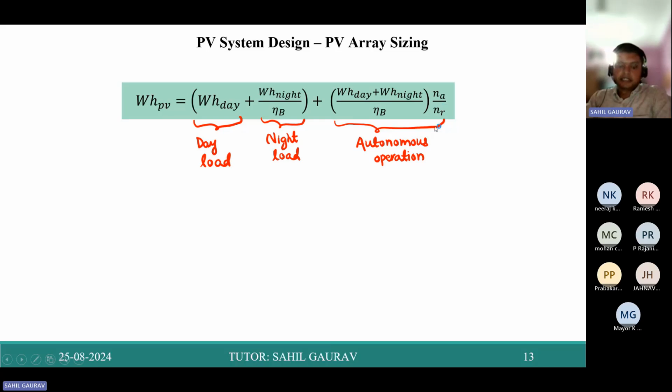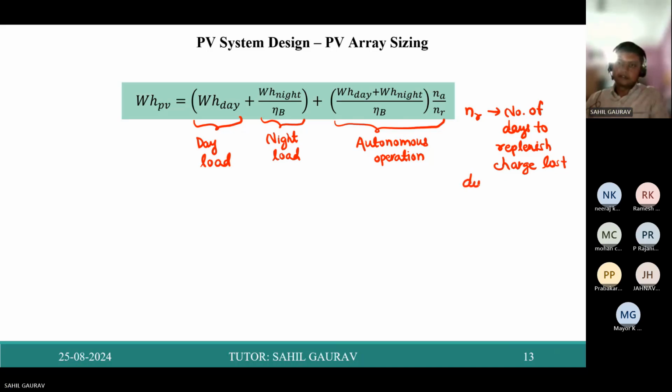Can anyone tell why we have divided this autonomous operation expression by NR? Anyone know the answer of why we have divided this by NR? So NR is the number of days to replenish charge lost during autonomous operation. Can anyone tell why we have divided with NR?